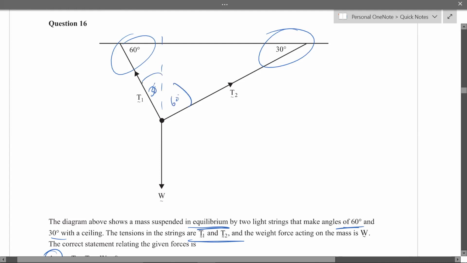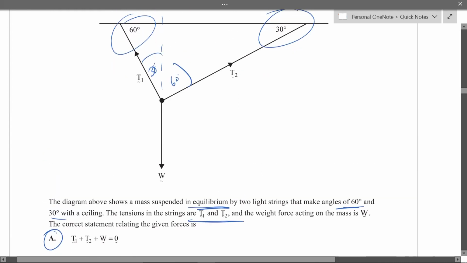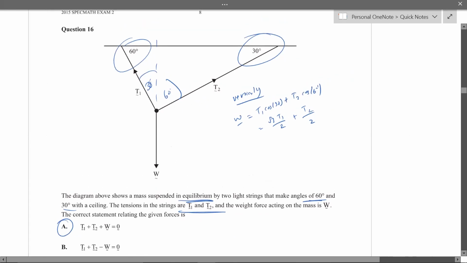And the reason for that is, if you resolve everything into components, so if you do it vertically, you get W equals T1 cos 30 plus T2 cos 60. So root 3 T1 on 2 plus T2 on 2. Or is it the other way? Let me check. Wait. Oh, it doesn't matter.